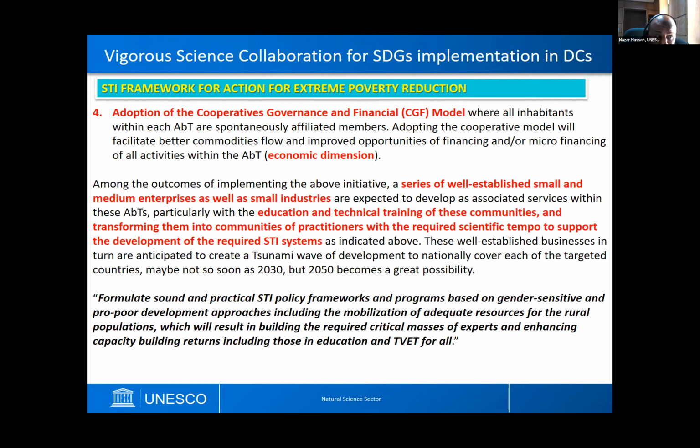And of course the fourth, last but not least, pillar is adoption of the cooperative model for governance and finance, where all inhabitants of those technopolis are spontaneously affiliated members. Adopting the cooperative model will facilitate better commodities flow and improve the opportunities of financing and microfinancing of all activities within those technopolis, and that is the economic dimension.